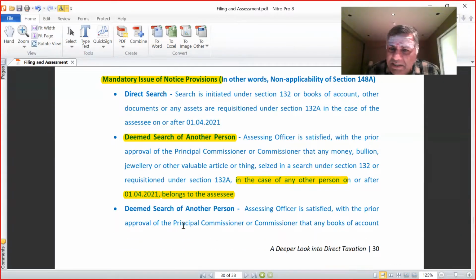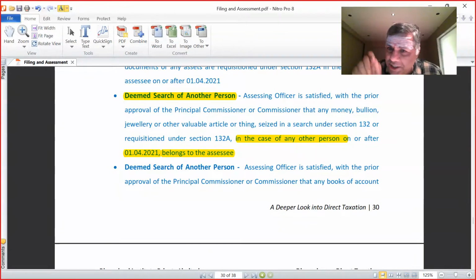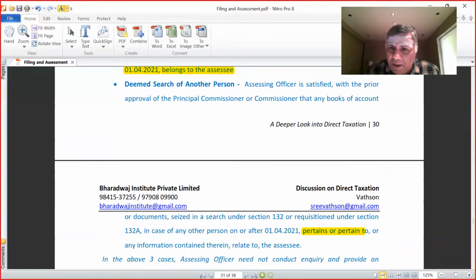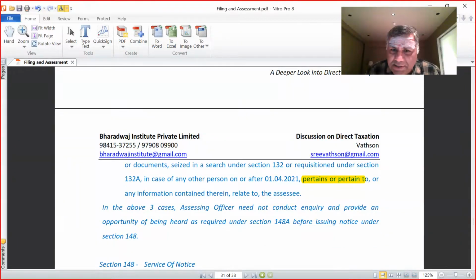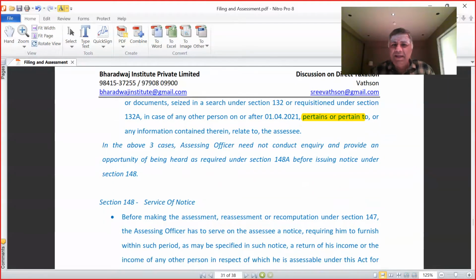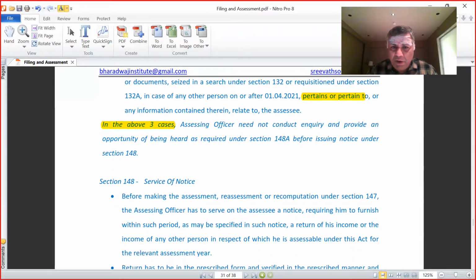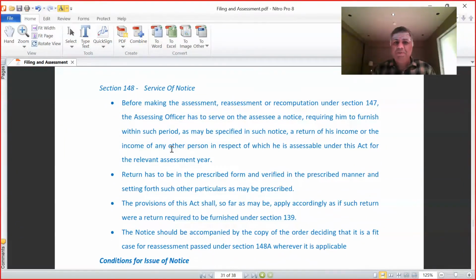Similarly, deemed search of another person. AO is satisfied with the prior approval of the commissioner that any books or documents in the process of search pertain to some other person, then he has to proceed. In all the above three cases, AO need not conduct inquiry. They need not give you an opportunity at all. They can directly issue the notice. Now I'm coming to that notice.